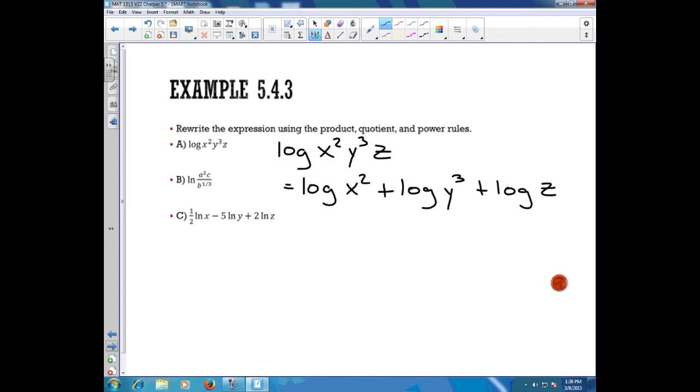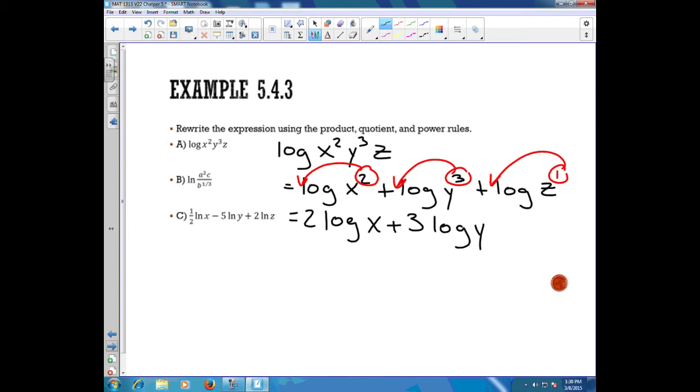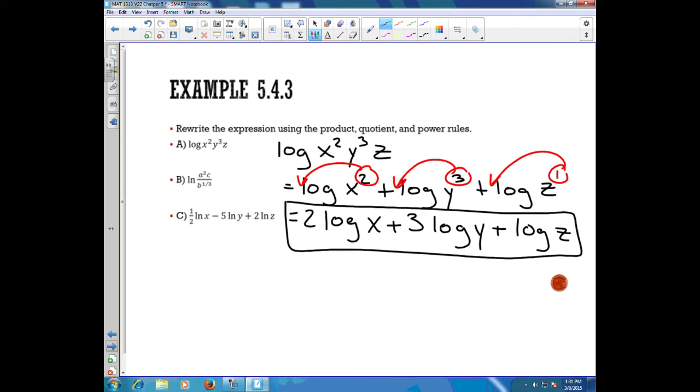Now we have the log of different variables raised to powers. We can then use the power rule to rewrite this one more time. All of our exponents are just going to move in front as constants. Right? This is actually z to the first power, so that's not going to change. And so what we get is 2 log x plus 3 log y plus log z. And that's it. So first we use the product rule, and then we use the power rule.